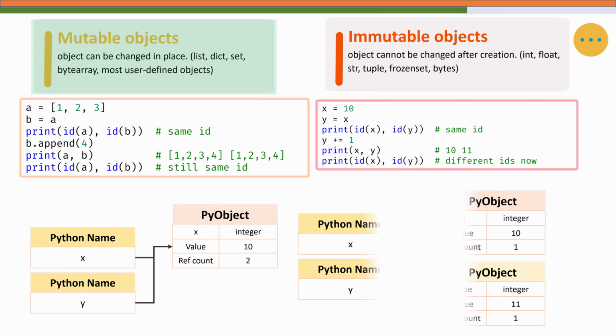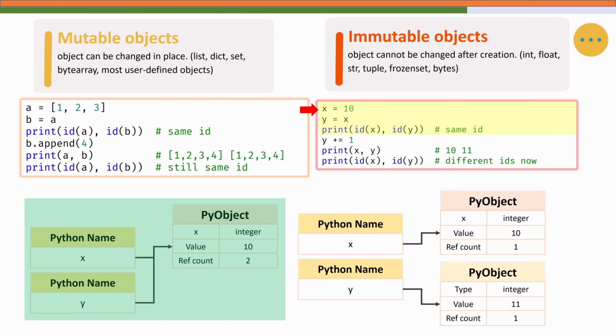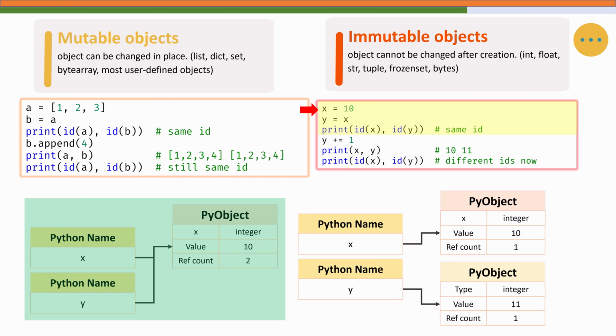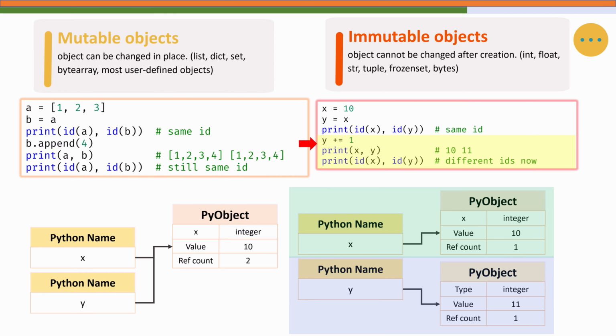Code block 1 deals with an immutable type like int. x and y initially point to the same integer object with value 10. y plus equals 1 creates a new integer object with value 11 and rebinds y to it. Notice that x still references the original integer with value 10. For immutable integers, when you do x equals 10, y equals x, both names reference the same integer object. But if you do y plus equals 1, Python creates a new integer and rebinds y to it. x still points to 10. You can confirm this by using the function named id, so id of x and id of y. id basically returns the object's memory address.